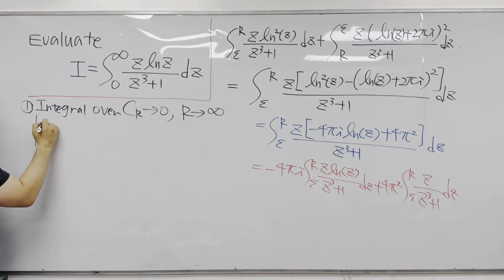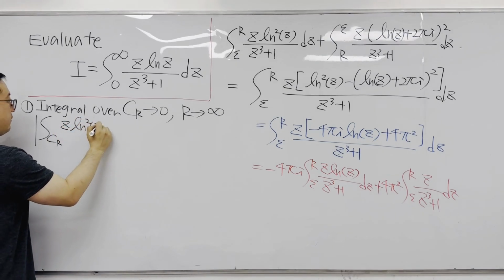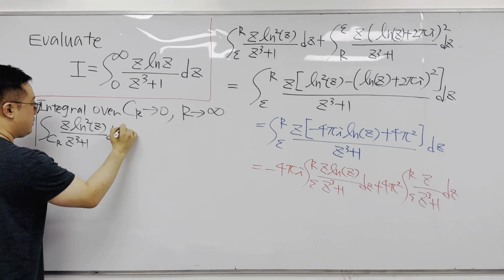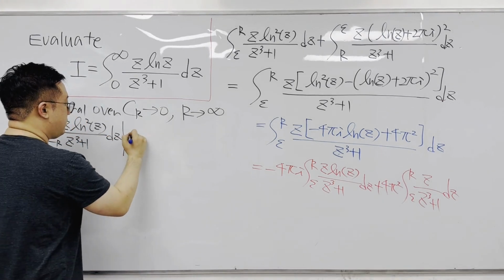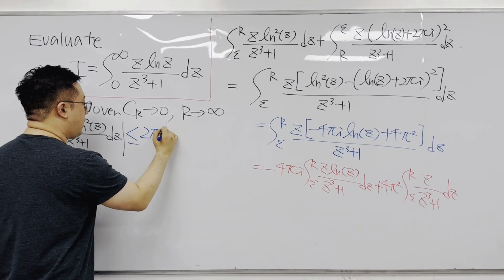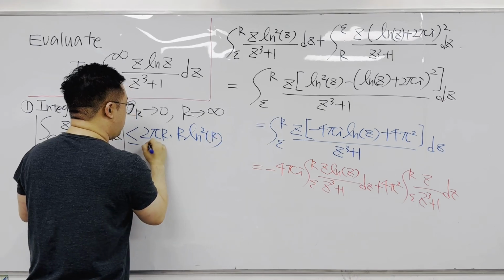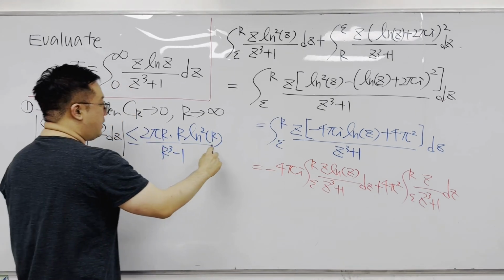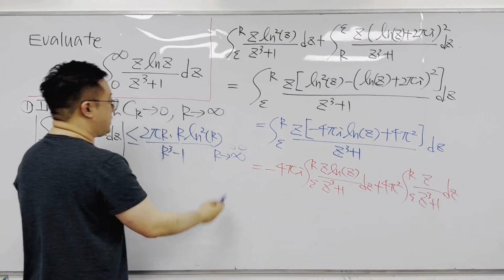So the absolute value of the integral over C_R of z times ln² z over z³ + 1 dz is less than or equal to 2πR times ln² R over R³ − 1, right? At the same time, this will go to 0 if R is going to infinity. So that checks out.